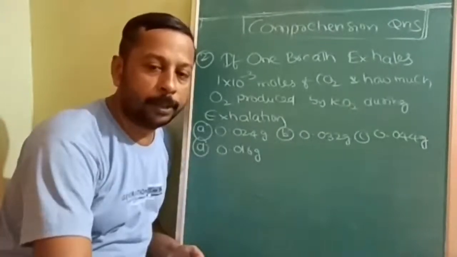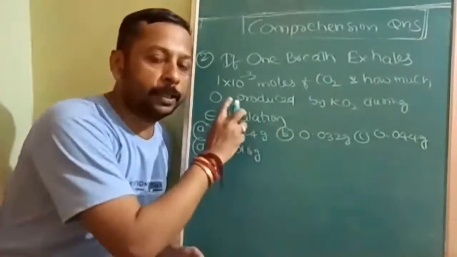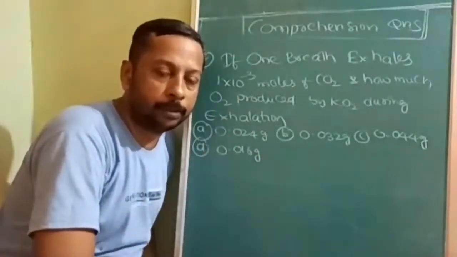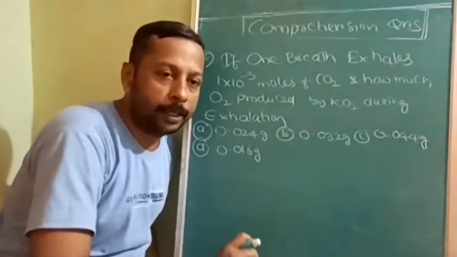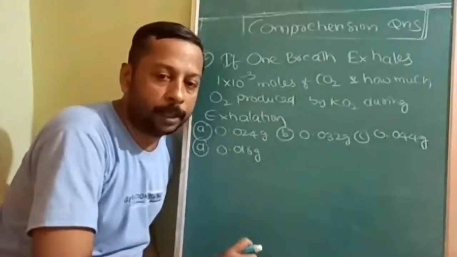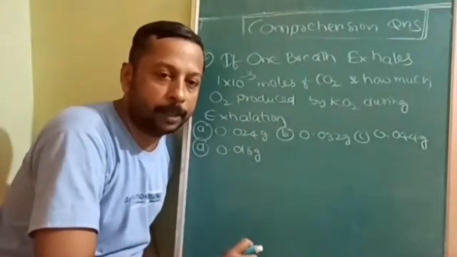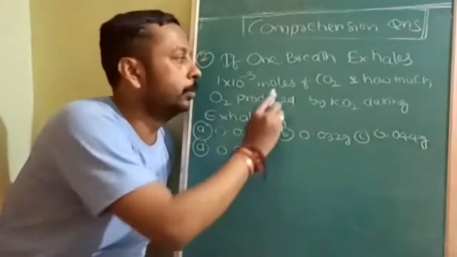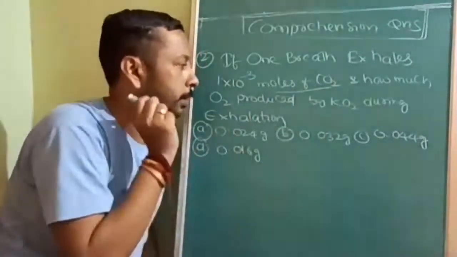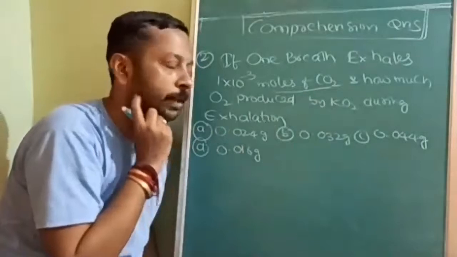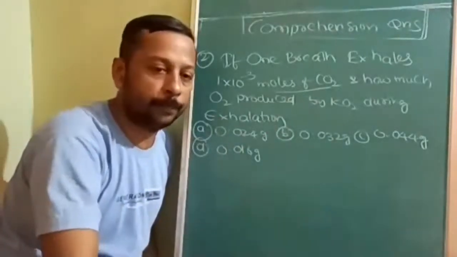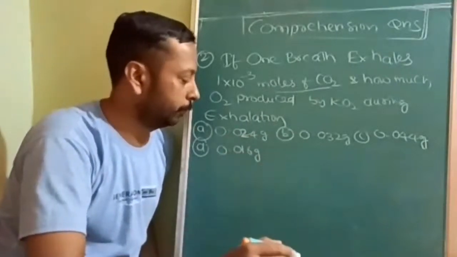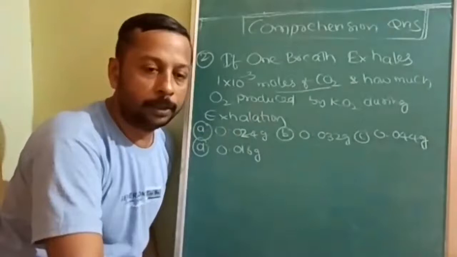Okay. Next question: one breath exhales. Actually, the balanced equation I told you just before, you can utilize here also. So writing the equation with proper products and the calculation are very necessary. If one breath exhales 10 to the power of minus 3 moles of CO2, how much oxygen can be produced when sufficient KO2 is present? The options are 0.024, 0.032, 0.044 and 0.016.